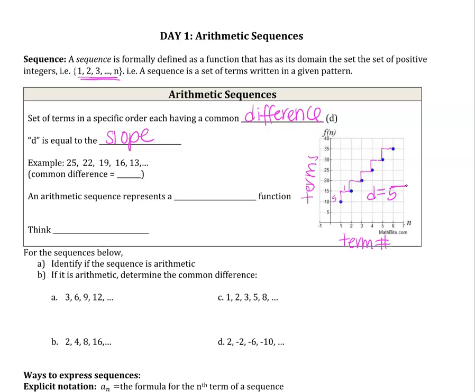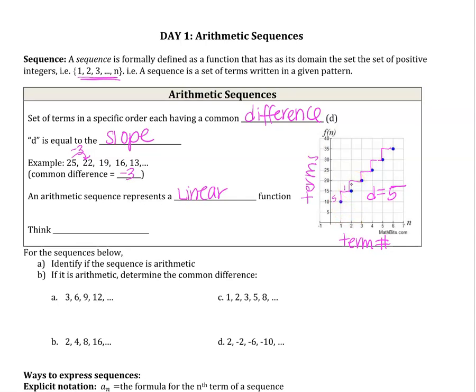Now, if I give you an example like 25, 22, 19, you can see that we're going down by 3 each time, which means our common difference is negative 3. So your common difference can be positive or negative, depends on what's happening. An arithmetic sequence represents a linear function. Now, like I said, it's really just the pattern. You're not connecting these because it's not like there's a term 1.5. Okay, and by connecting, that would imply that there would be.